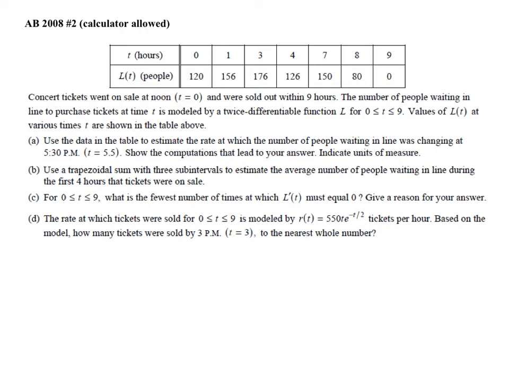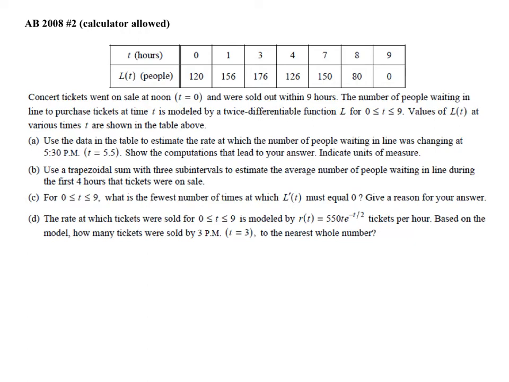So in this case, we have concert tickets. They went on sale at noon, which is t equal to 0, and were sold out within 9 hours. The number of people waiting in line to purchase tickets at time t is modeled by the twice differentiable function L in between 0 and 9. Values of L at various times of t are shown in the table above.